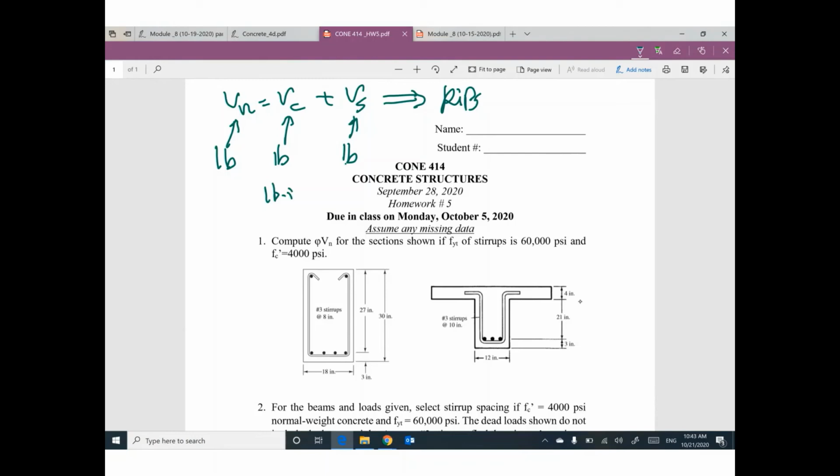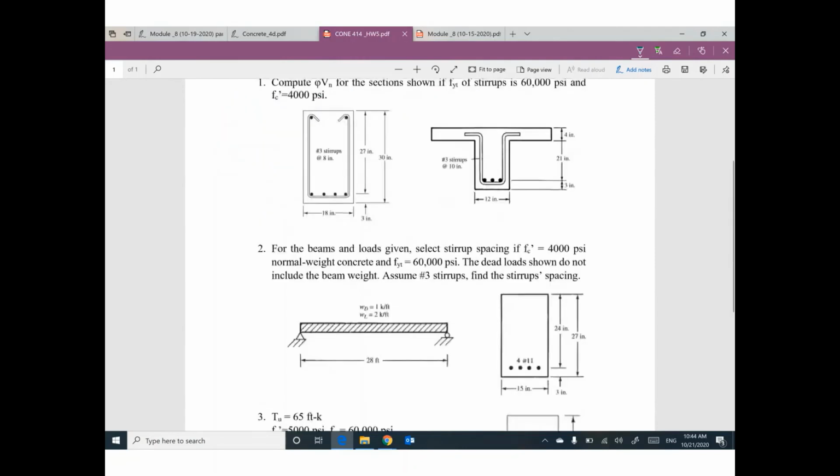No, it's not a moment. It's a shear. It's not a moment. So they divided by 12,000. No, it's in pounds. So make sure you did the units correctly. One more thing.